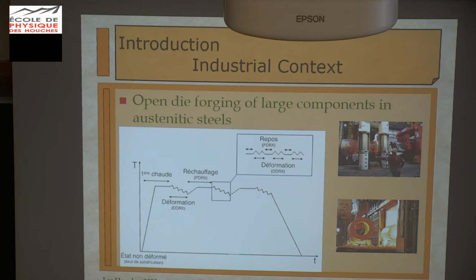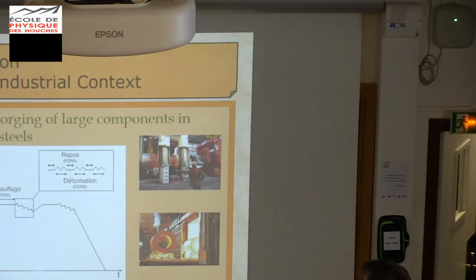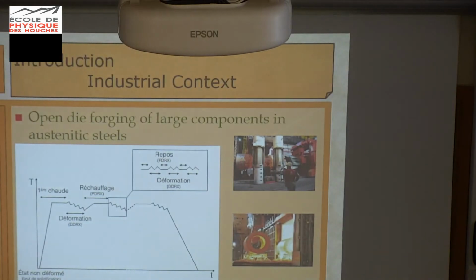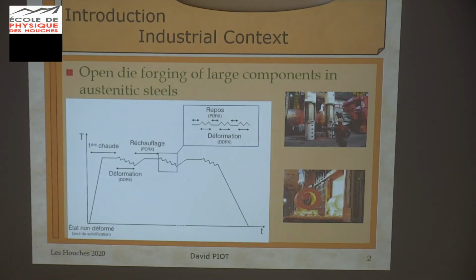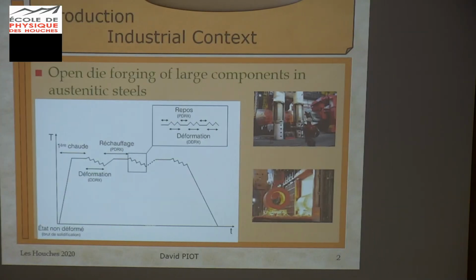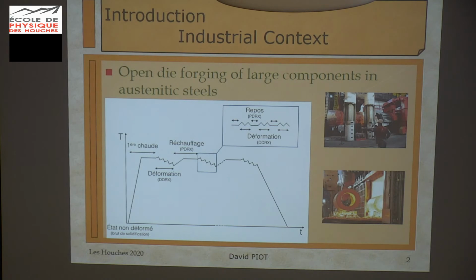So first, a small introduction about the industrial context to have an idea of the motivation of this work. It deals with open die forging of large components in austenitic steels. You have some pictures to have an idea of the size. And in the process, you have sequences of numerous heating, cooling, holding, and also a lot of passes of deformation.